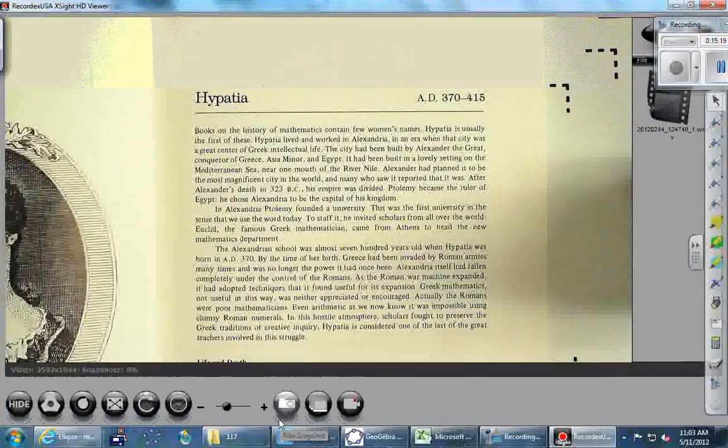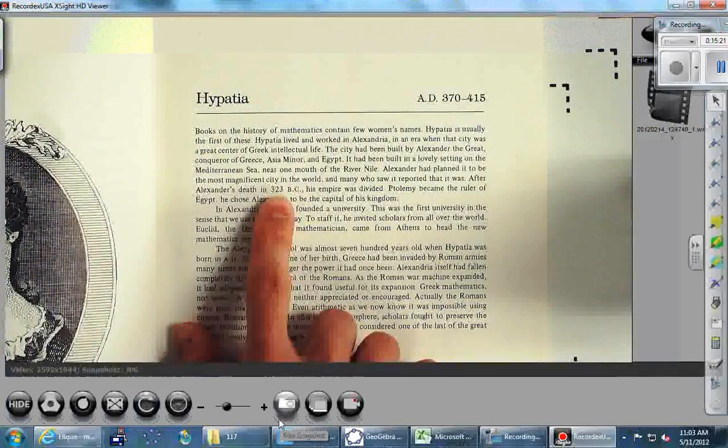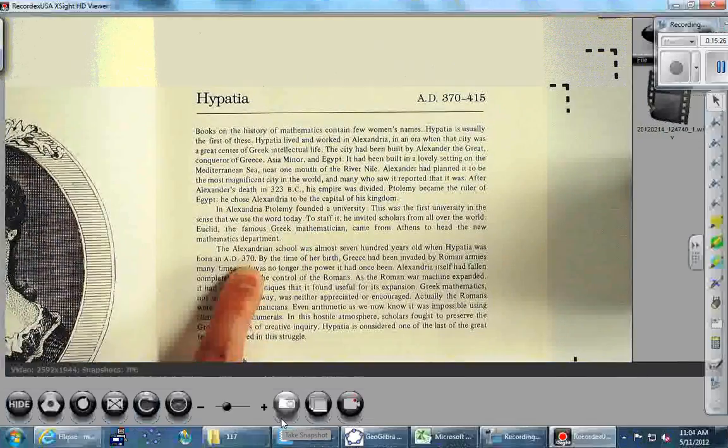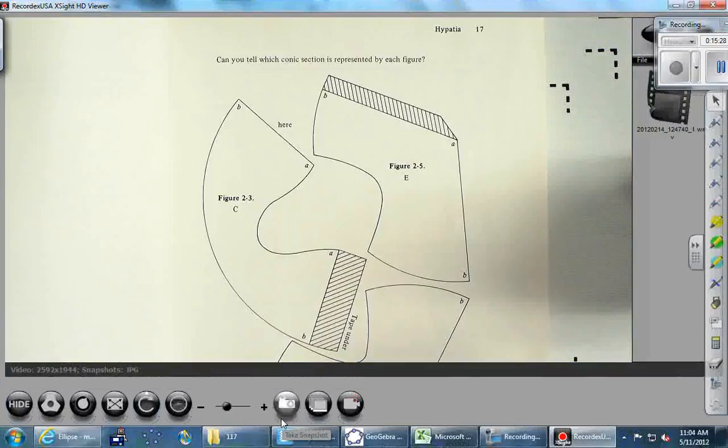Hypatia. There we go. Here maybe? Is that right? No, that's Alexander's death. Hypatia was born 370 AD. Okay, all right, so we'll split the difference between.